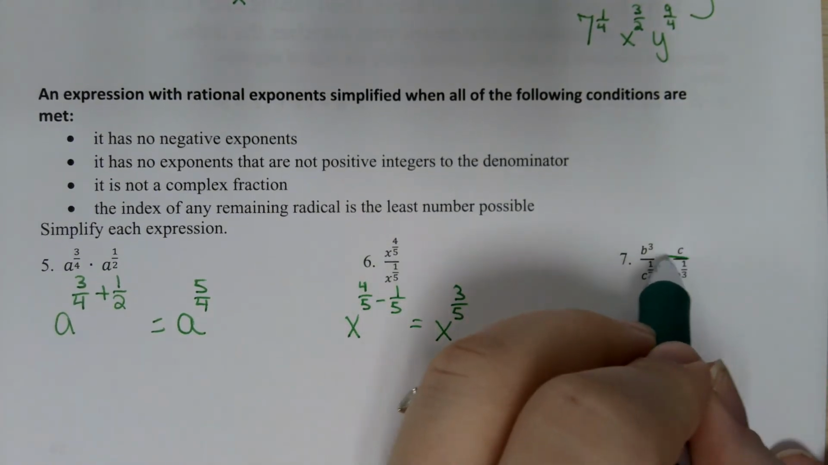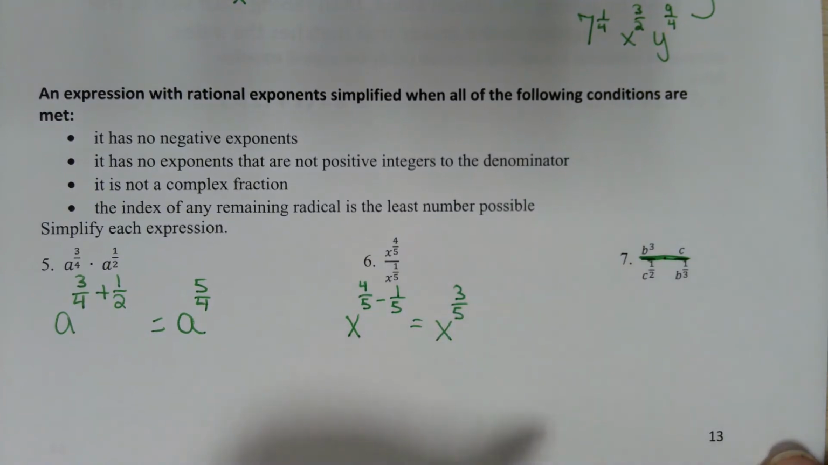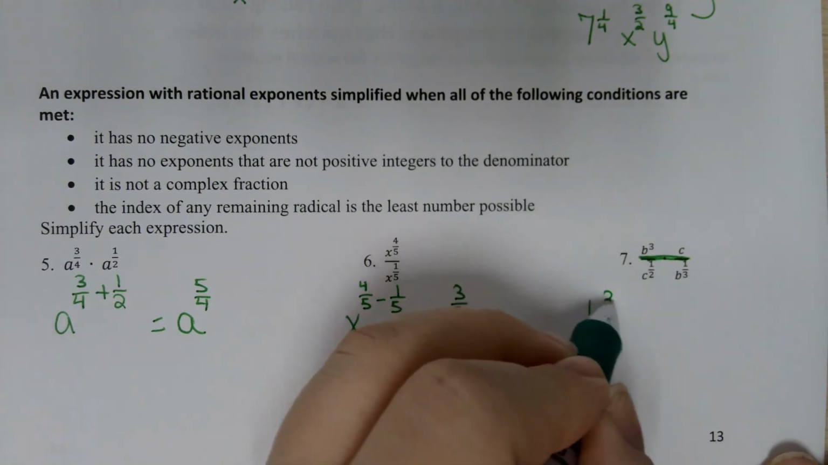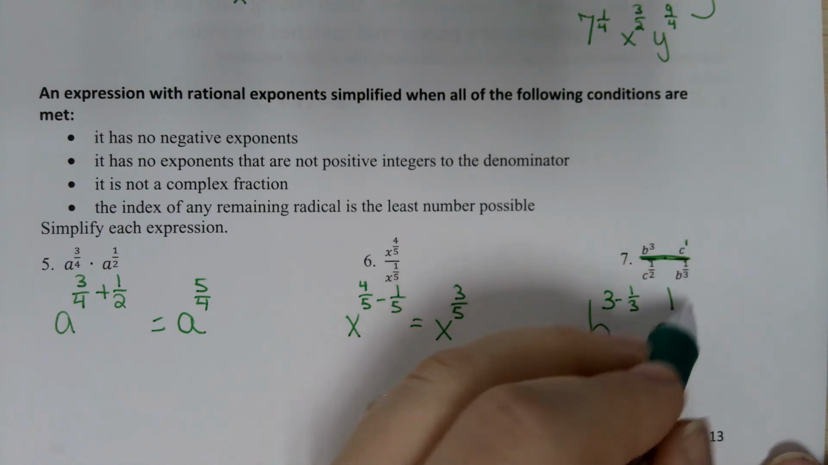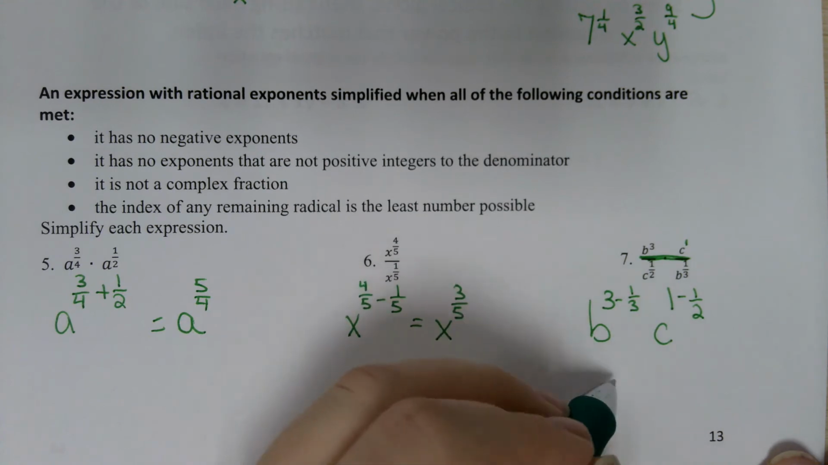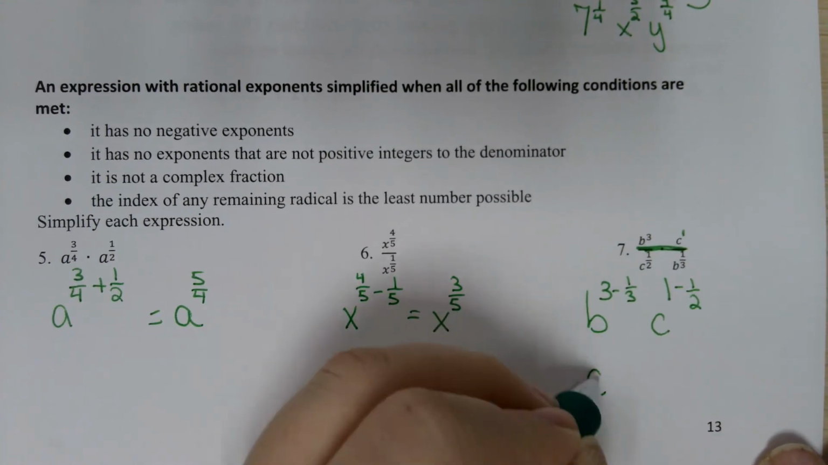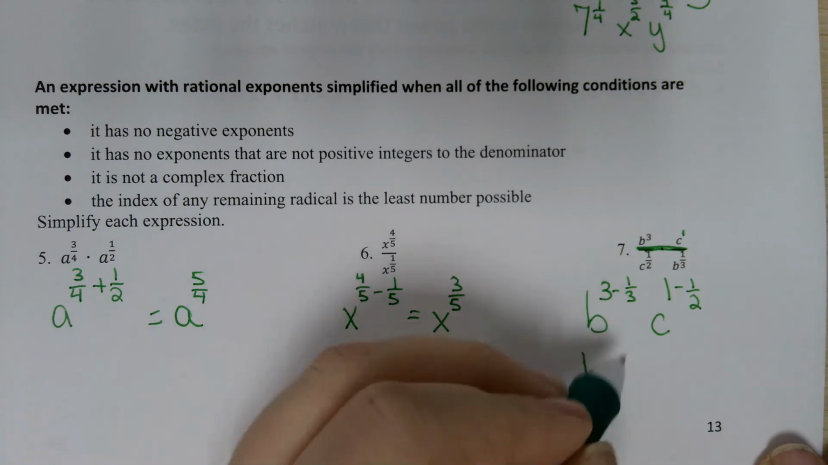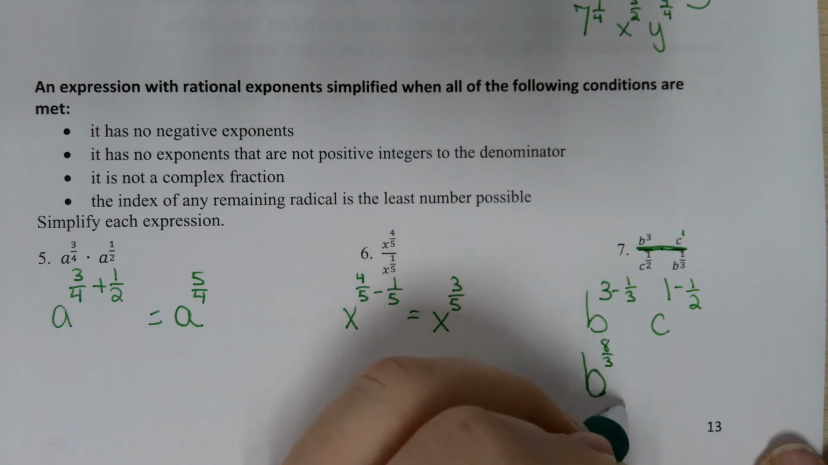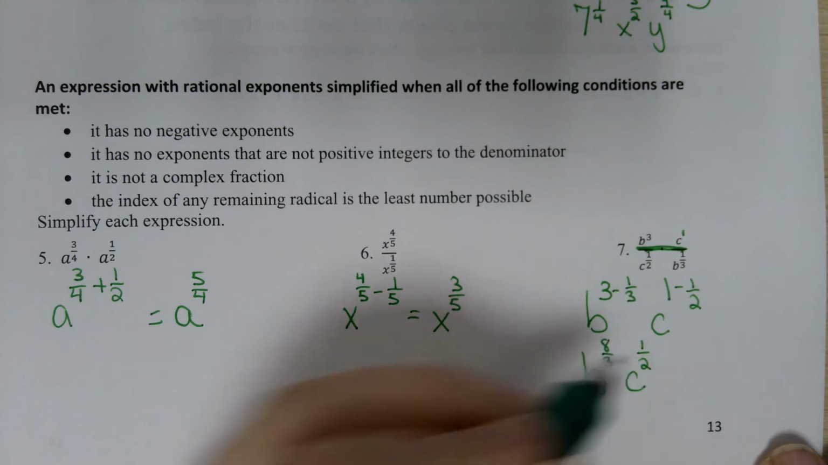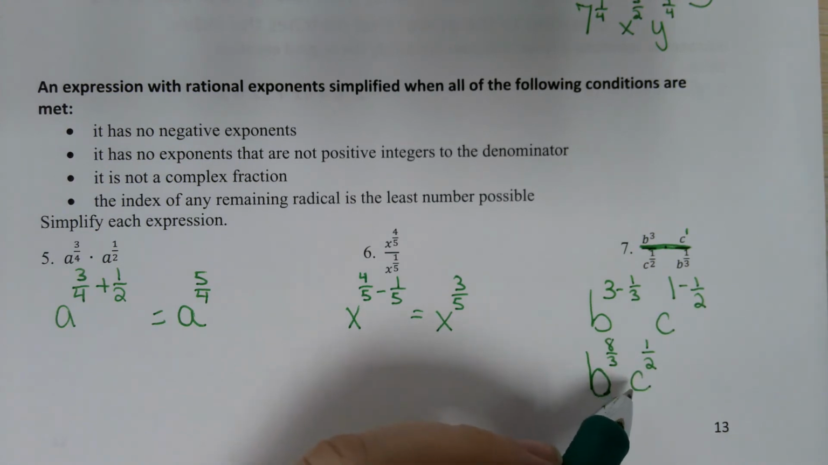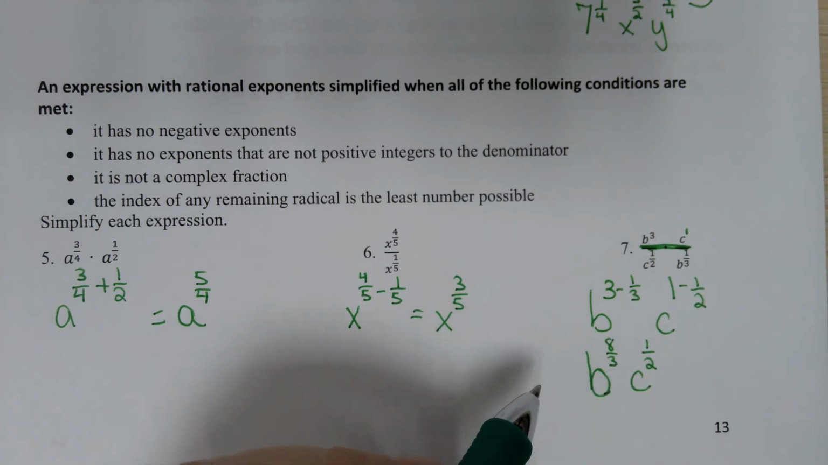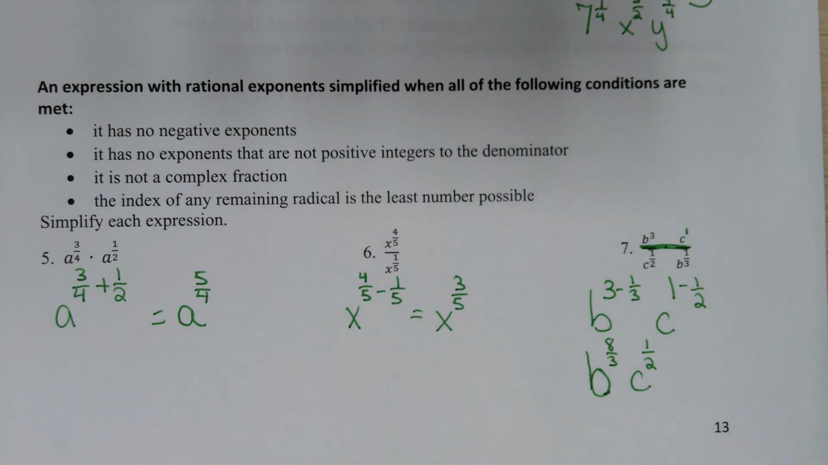Multiplying fractions, that's no problem. It's the top times the top and the bottom times the bottom. So I'm really just simplifying one larger fraction. I have b to the 3 minus 1/3 and c to the 1, exponent of 1, minus 1/2. So we'll simplify that and get b to the 8/3 and c to the 1/2. Now we could, if we'd like, rewrite this with a common denominator so that I could write it into radical form, but that's not necessary at this point.